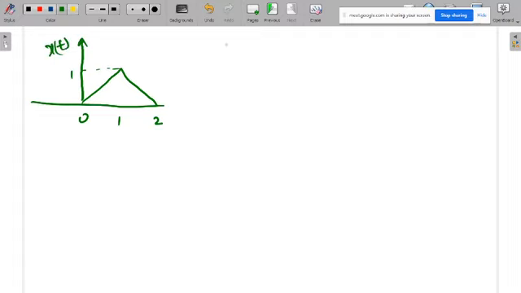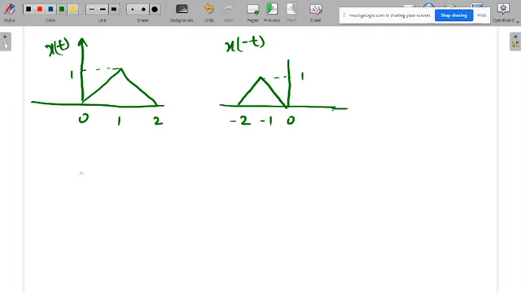What about x of minus t? X of minus t means the mirror image with respect to the y-axis. If we take the mirror image with respect to the y-axis, it will come like this. Again the amplitude remains the same. This is 0, minus 1 and then minus 2. So what is the next step?